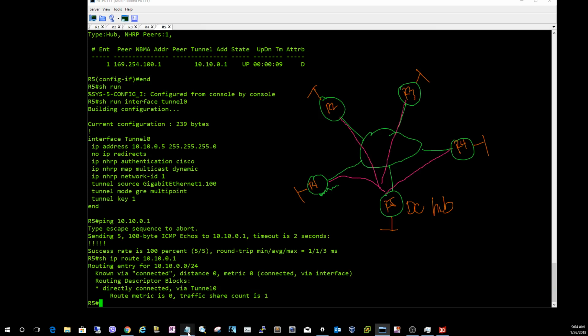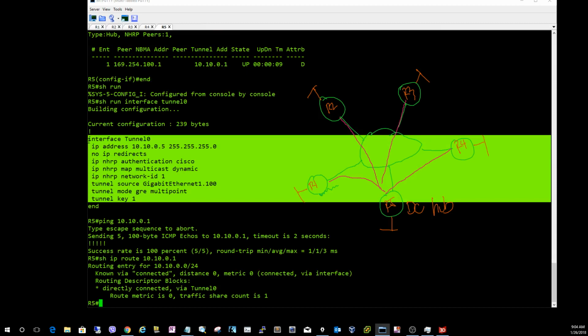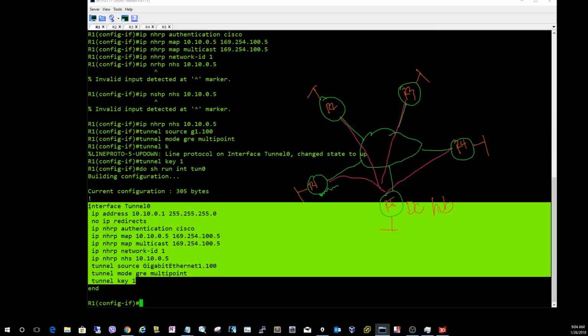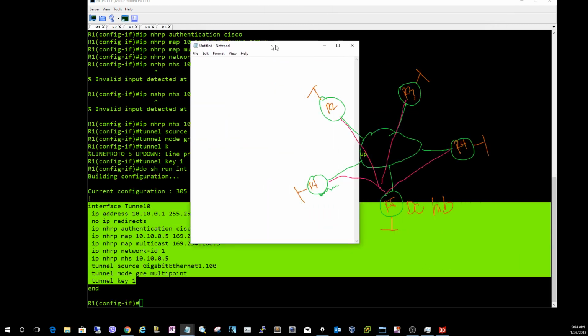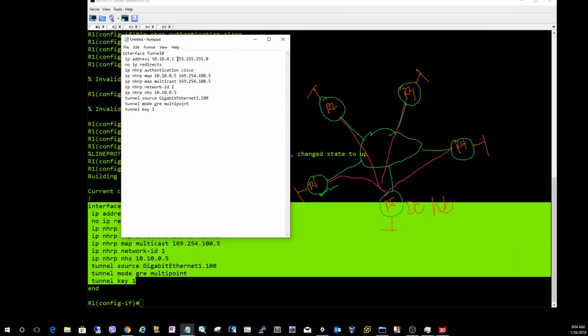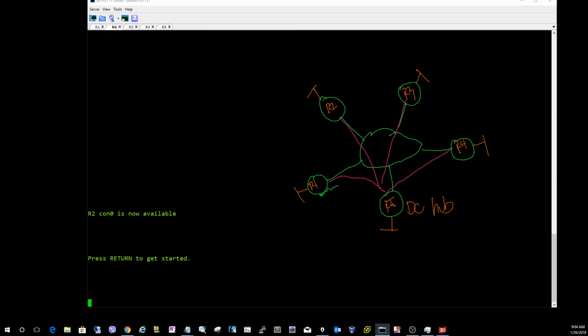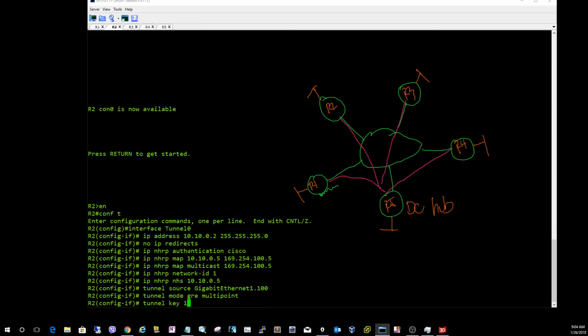And like I've said, this is the beauty of DMVPN, because the tunnel here now is perfect. You don't need to touch it anymore. So now this is what you call your template. So if I paste that here, and change this to 2, copy that, go to router 2, enable, Ctrl T, paste.